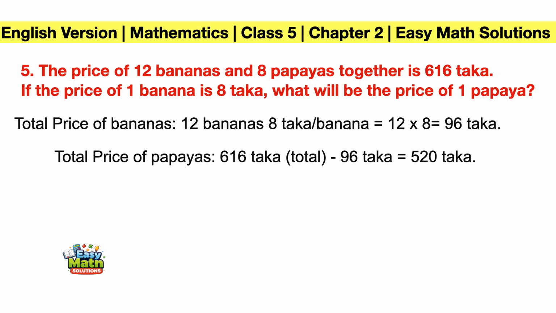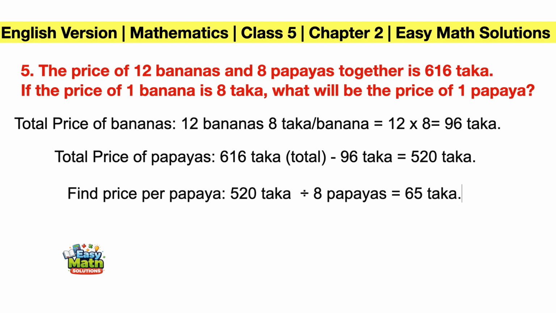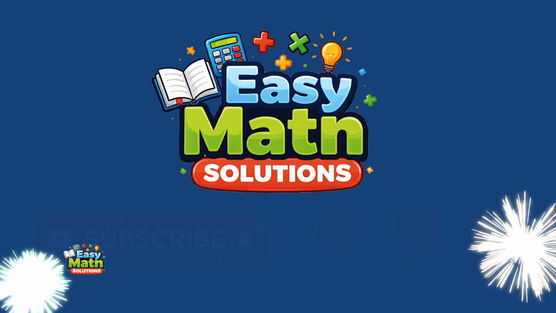616 subtract 96 equal to 520 taka. Then find the price of papayas, 520 divided by 8. Here it is told there are 8 papayas. That means 520 divided by 8 papayas equal to 65 taka. Then answer: 65 taka per papaya price.